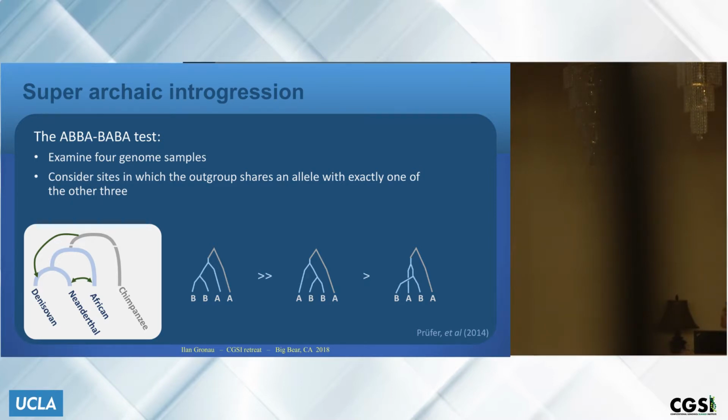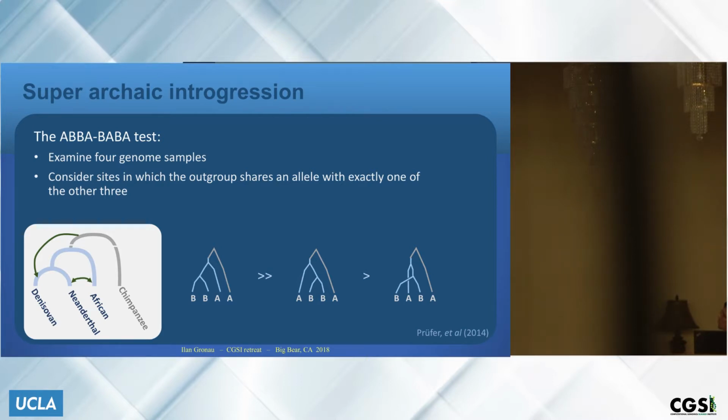So what was that event? What was that signal? It goes back to the basic test of admixture that people use when trying to see if populations are admixed. So what you do is you take 4 genome samples. One is an outgroup, that's going to be chimpanzee, and you're going to have 3, in our case Denisovan, Neanderthal, and an African individual. You're going to look at these 3 genomes.